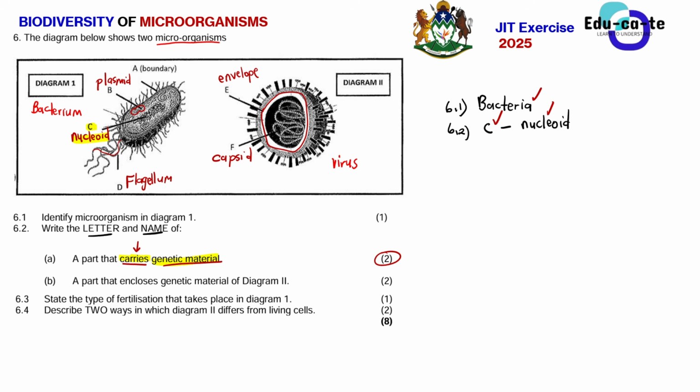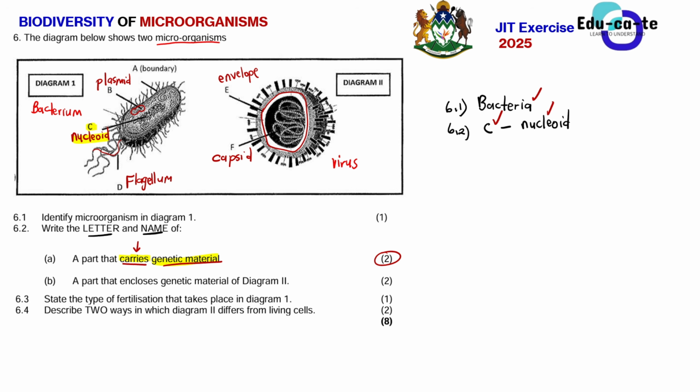When I go ahead and write the name only or write the letter only, I lose the marks, if you know what that means in Zulu. But basically just know that whenever they say write a letter and the name, you deserve 2 marks if you write letter and name. Don't just write nucleoid.